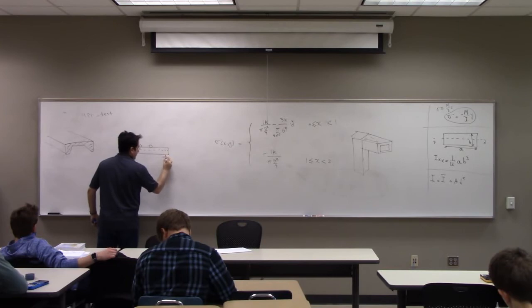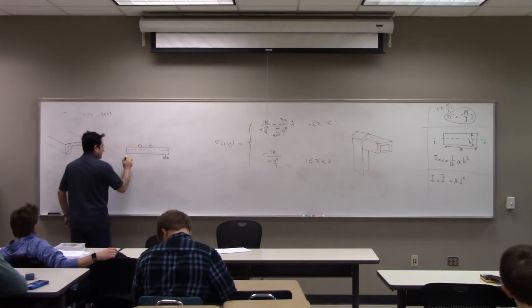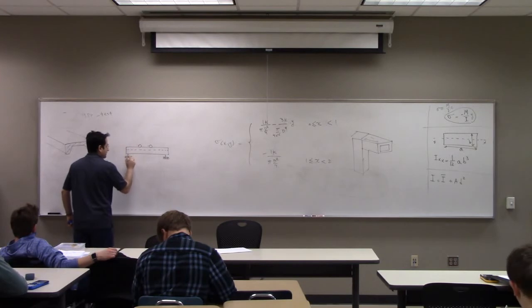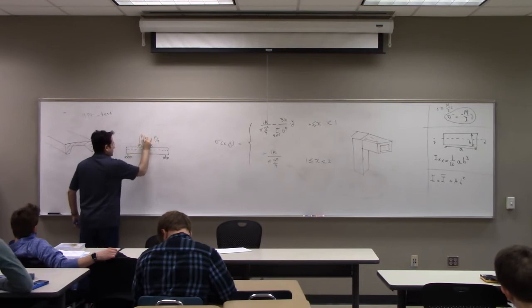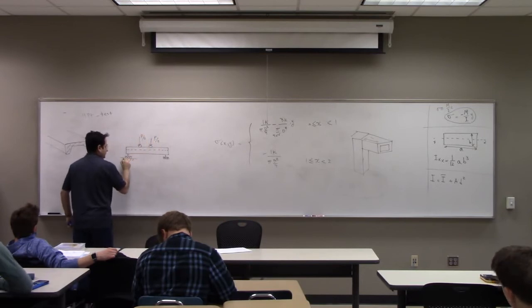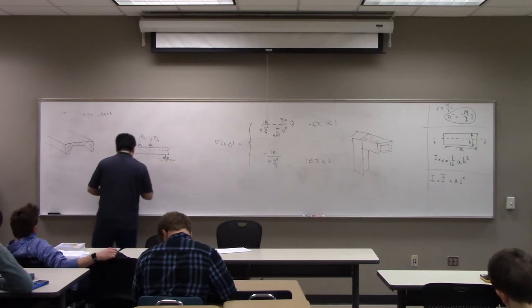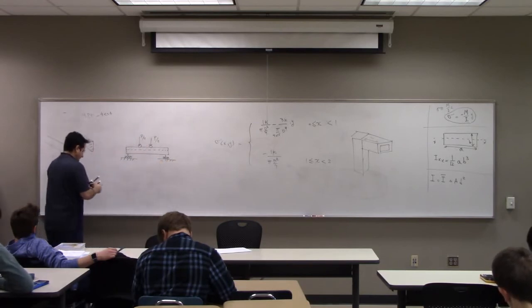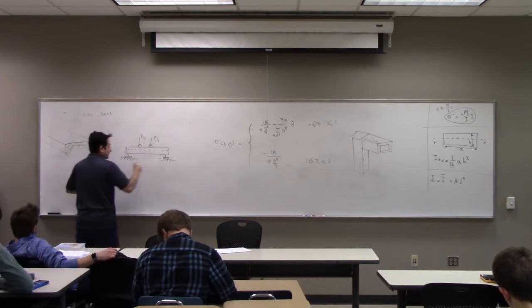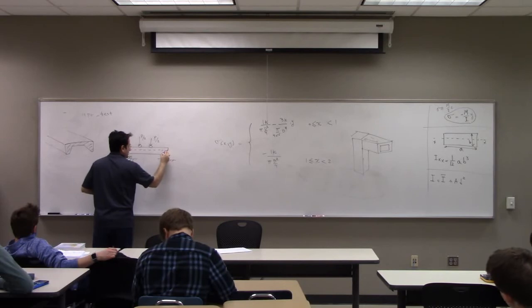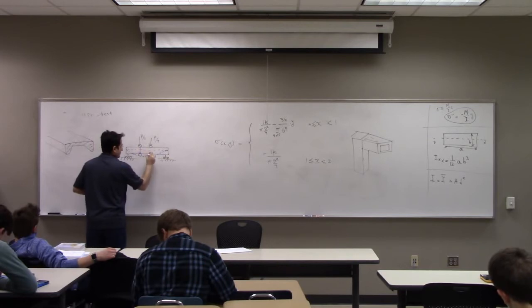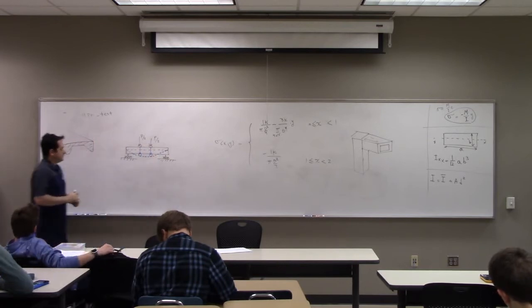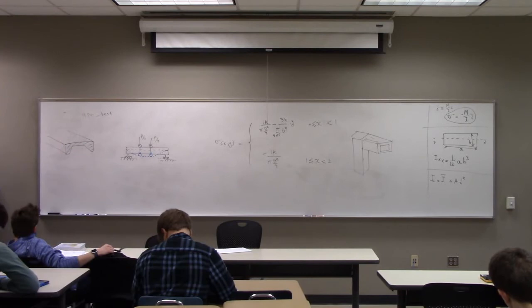So let's put a roller here, another roller here, P over 2, P over 2. So when you apply loading to that, this is going to be formed like this. Right? It's going to go down. Then you have deformation. Now the question is, find the maximum stress.